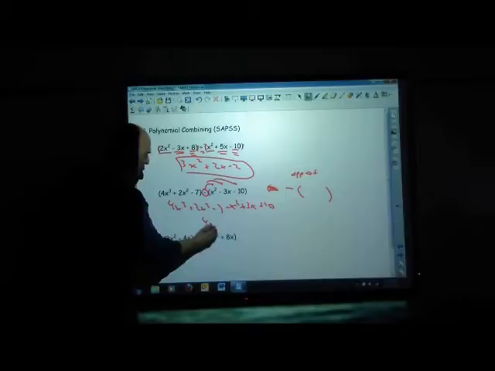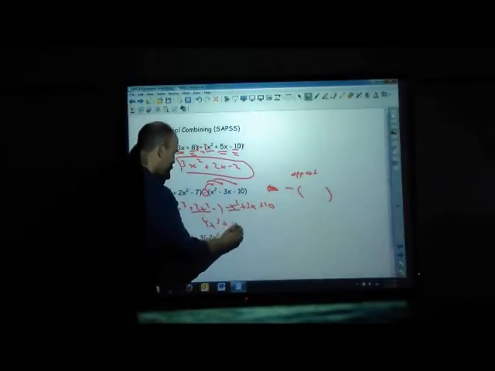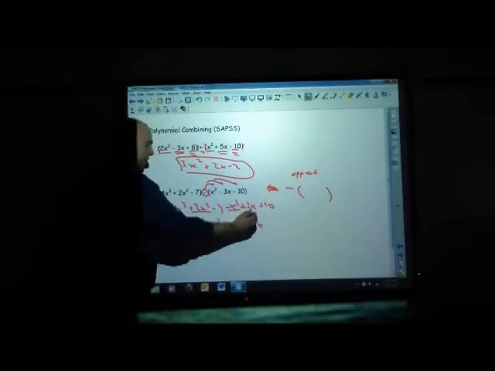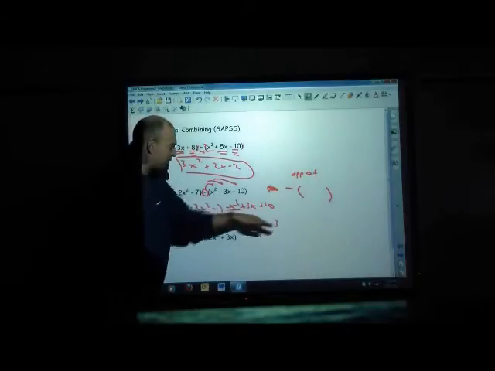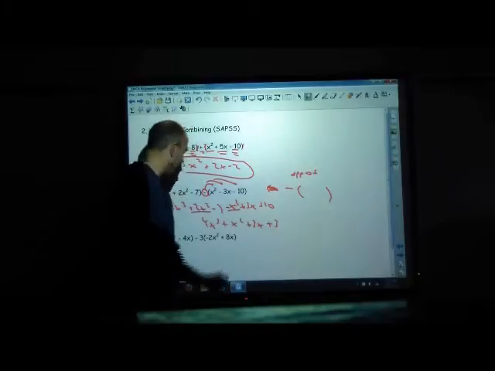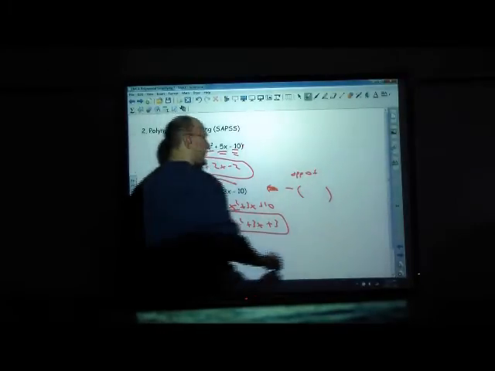4x cubed has got the most power, that's up front. Got 2x squared, take away 1. I've got 3x, and then the numbers combine to make positive 3. When you're finished, you want your powers to go down, just like a staircase. 3, 2, 1, none. Always have constants on the end of these polynomials.